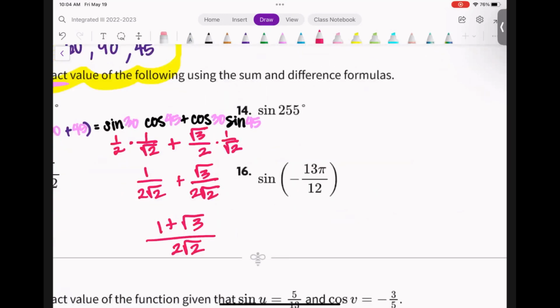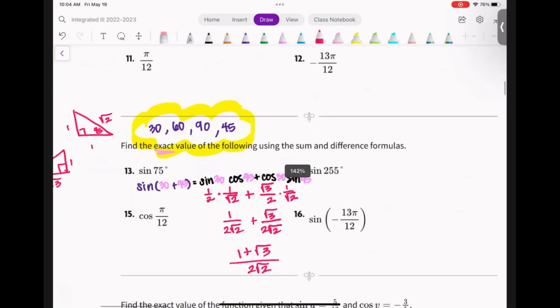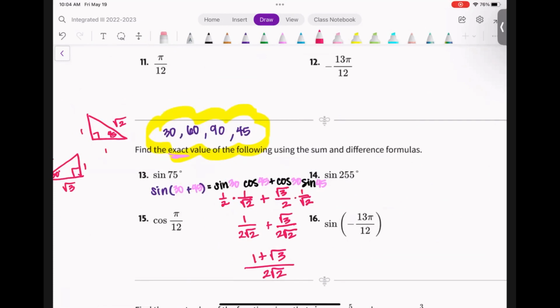Sine of 255. Okay, let me tell you your tools though. Your tools really aren't just 30, 60, 90, 45. You also have access to these bars here, right? So you also have access to 180, 270, 360. So when you're building a 255, you're like, wait a second, I could use 180. Yeah. So then subtract 180 from there. If I subtract 180 from 255, I get 75.